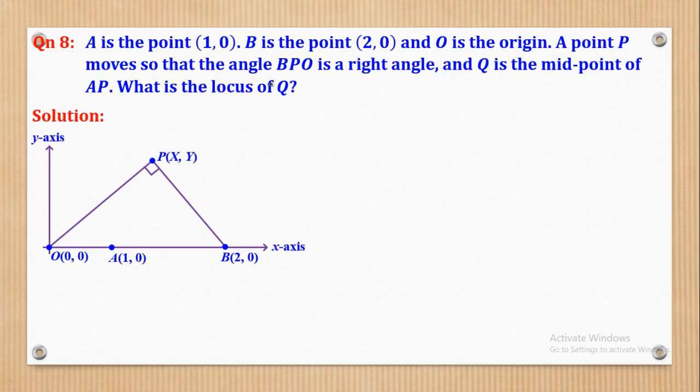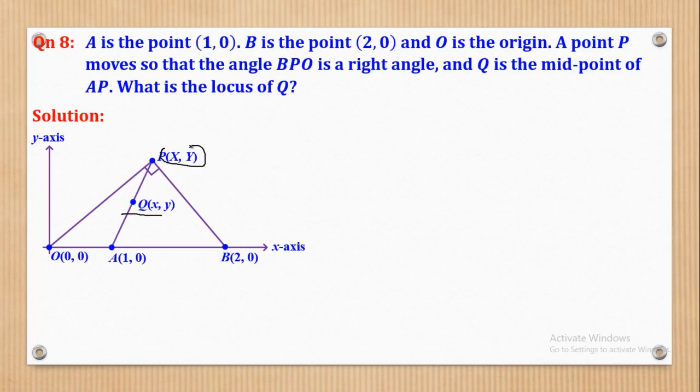Now they said angle BPO is a right angle. So this is BPO. That angle must be a right angle. That is why you see this symbol to denote 90 degrees. And they want the locus of Q, which is the midpoint of AP. So this is point A. That means that I have to draw a line from here to here and get the midpoint of that line. So I'll draw that line, and that will be the locus.